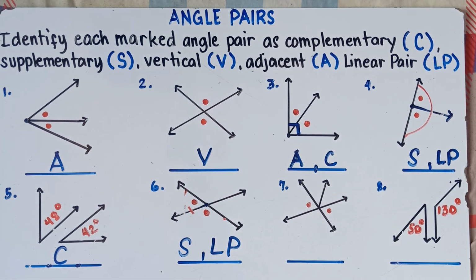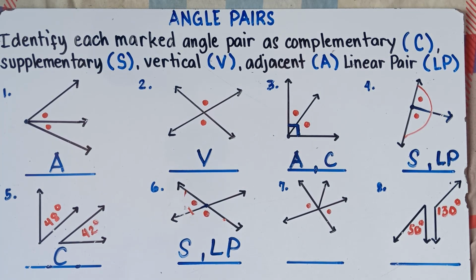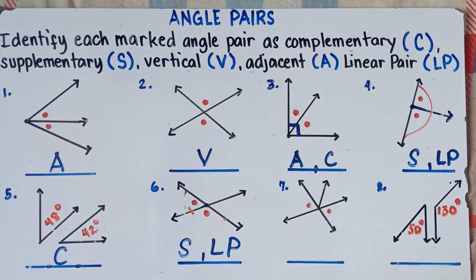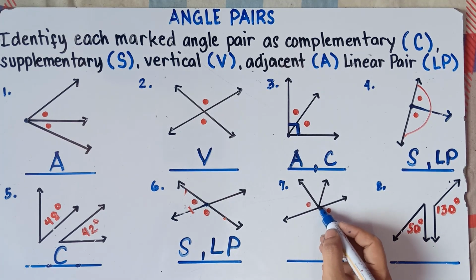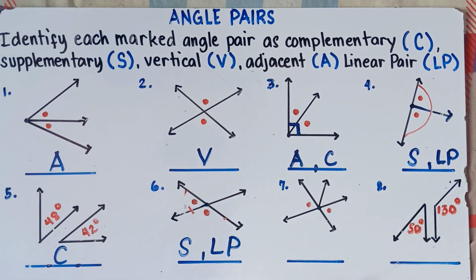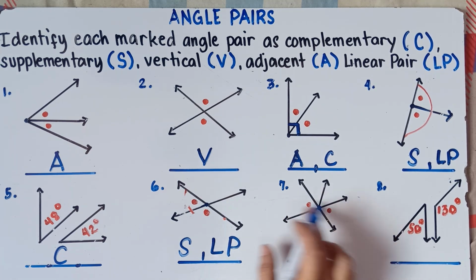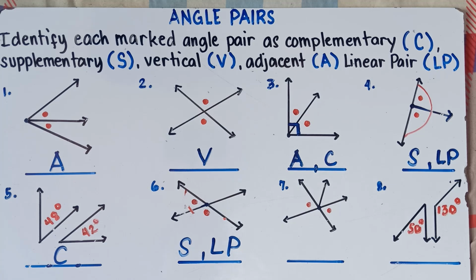Alright, for number 7, class, can we call this one adjacent angles? Nope. Okay, they share a common vertex, but they don't share a common side. So we cannot call these two angles adjacent angles. So what would be the answer, class, for number 7? You tried that one, class, number 7? Yup, that's correct. It should be vertical angles.